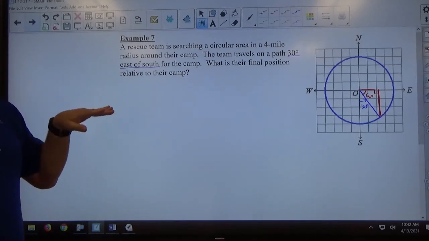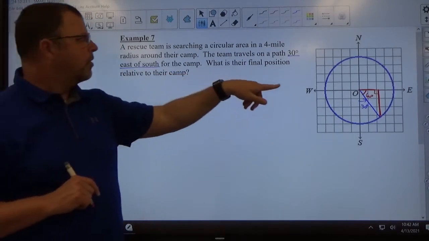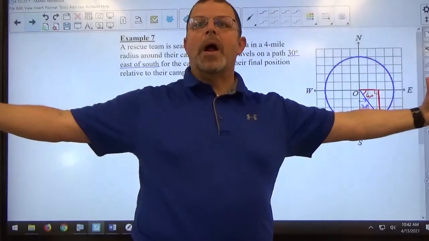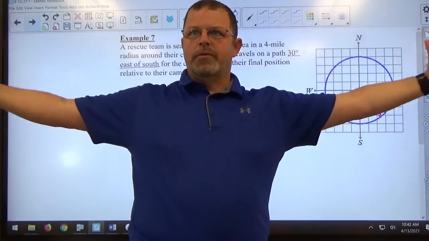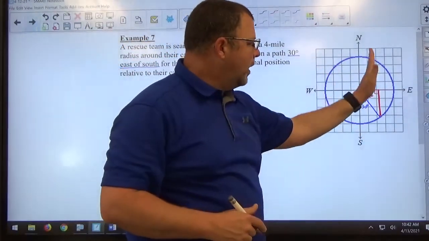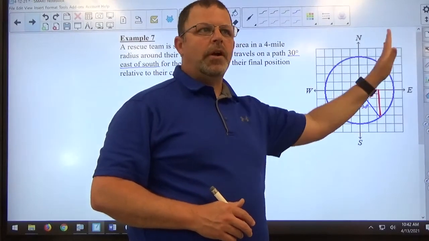Okay, but they're not asking for the sine and cosine, they're asking for the final position relative to their camp. Their camp is the origin. They're searching a 4-mile radius around their camp, so the camp is the center, the origin. They're going 4 miles around it. So how far east and how far south are they traveling? That's what we're asking for. How far east, how far south?